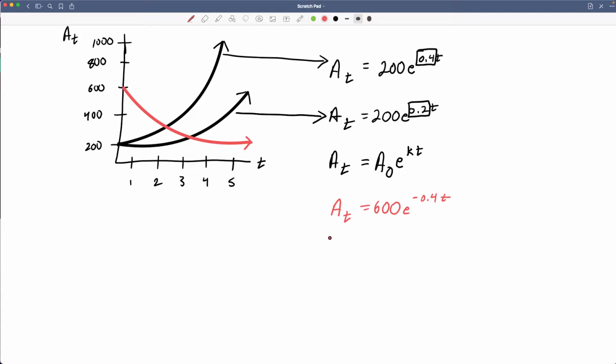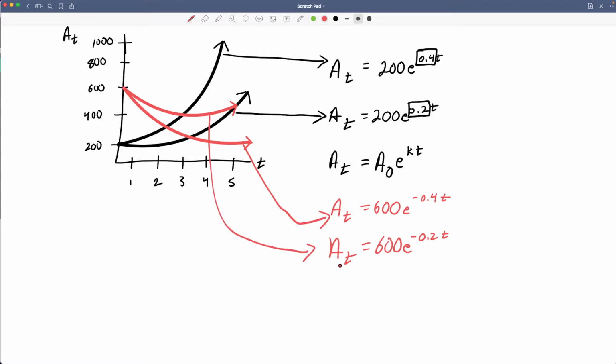Okay, but what if we had another one with a smaller rate starting at 600 with the exponent of negative 0.2 T? Well, it would start at 600, but it would decrease more slowly because this is a smaller number, right? So it would look more like this because the rate of decrease would not be as fast, or it would not be as swift. So then this one would be related to this, and this one would be related to this. And it's all directly because of the exponent here, our constant for that particular situation.